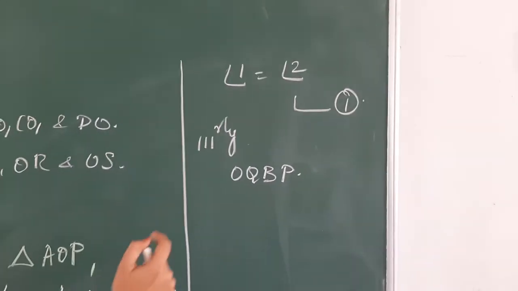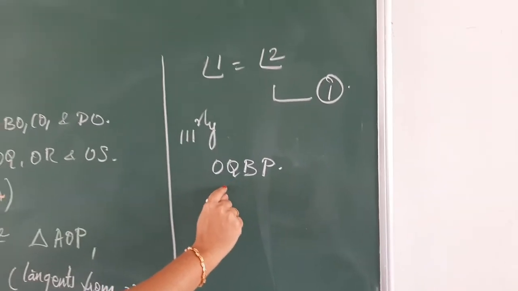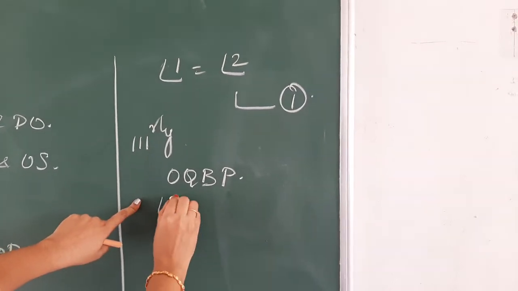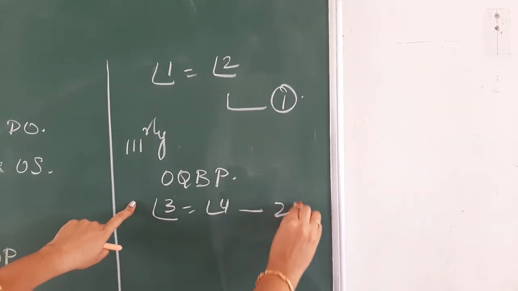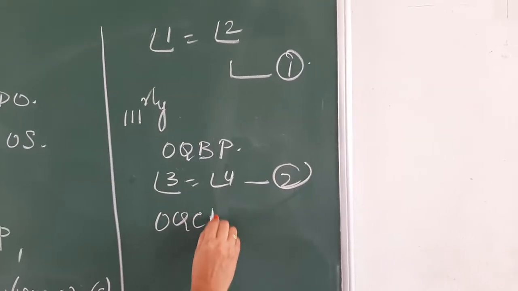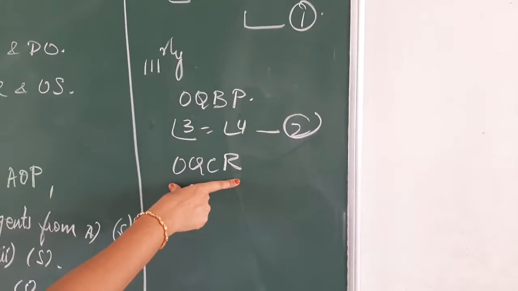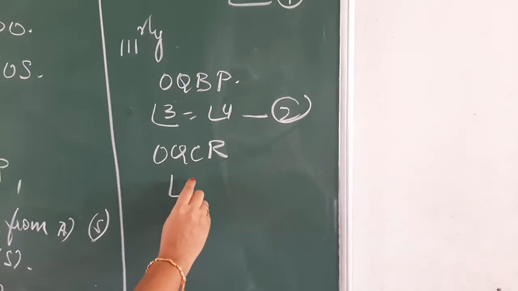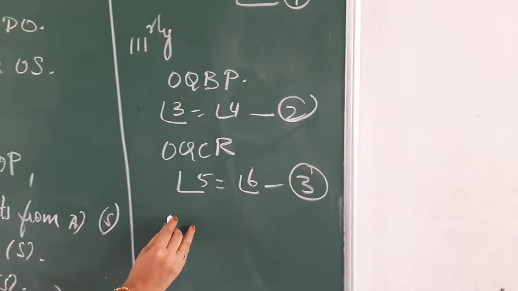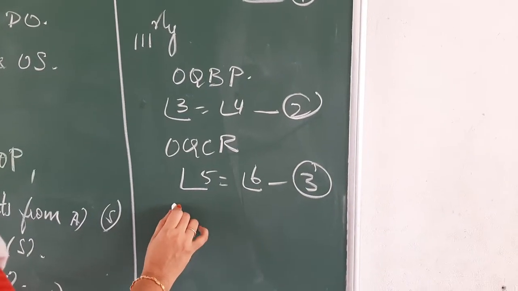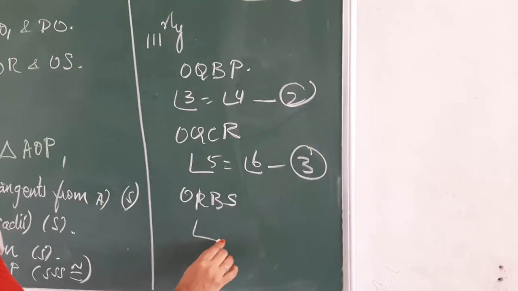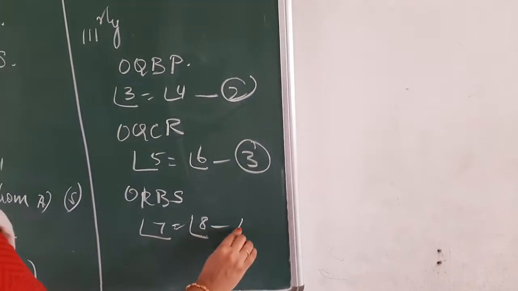So from quadrilateral OQBP, we are proving that angle 3 is equal to angle 4, second equation. And the next quadrilateral OQCR, from this quadrilateral again by SSS congruency and CPCT, we are proving that angle 5 is equal to angle 6, your third equation. And from the last quadrilateral ORDS by SSS congruency, we are proving that angle 7 is equal to angle 8.